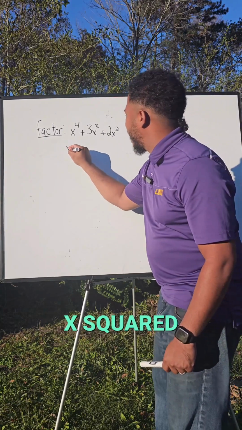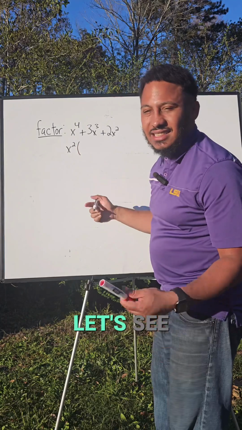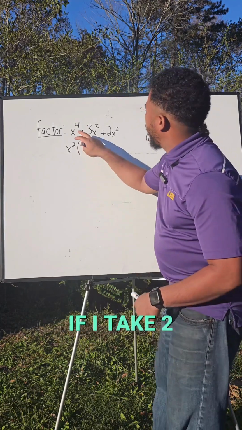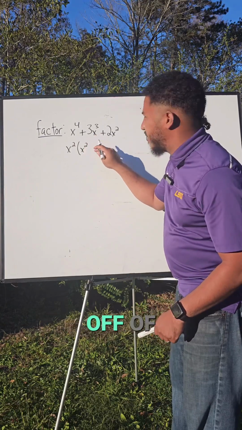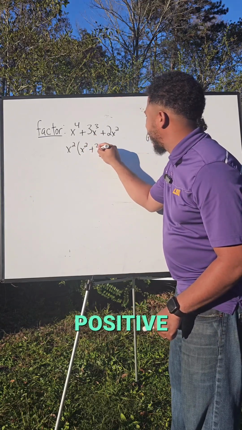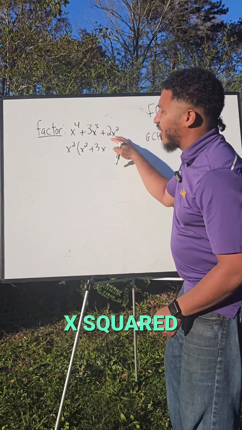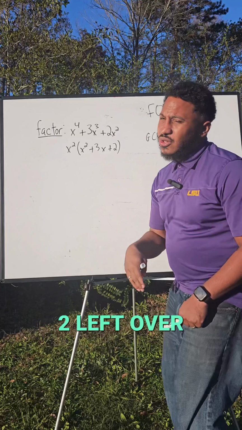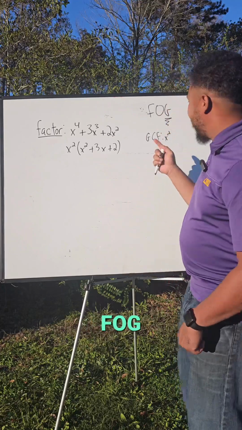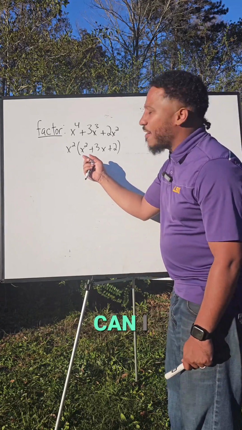If I take an x squared out of each, let's see what's left. If I take two of the x's off of here, we have an x squared left over. If I take an x squared off of this one, we have a positive 3x left over. If I take an x squared off of this one, we have a positive 2 left over. So always factor out the GCF first. FOG. Next, we say, well, can I factor this further?